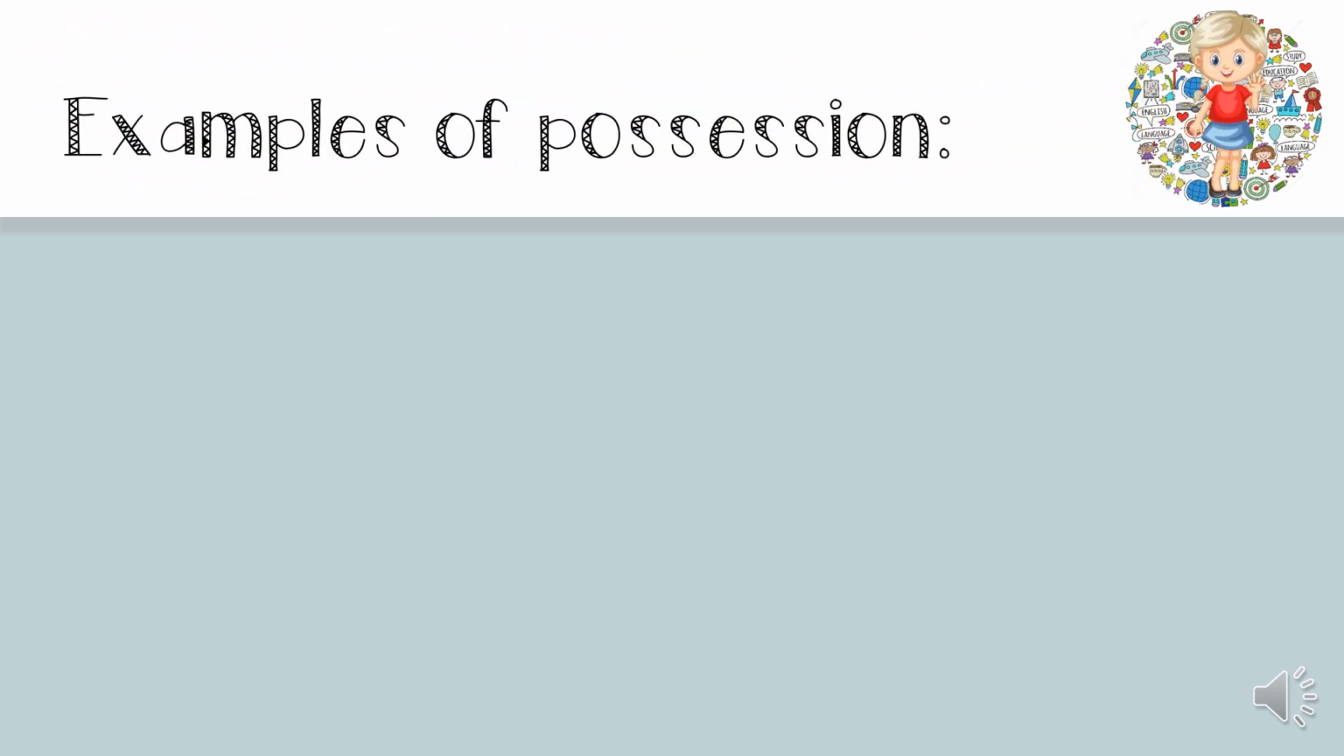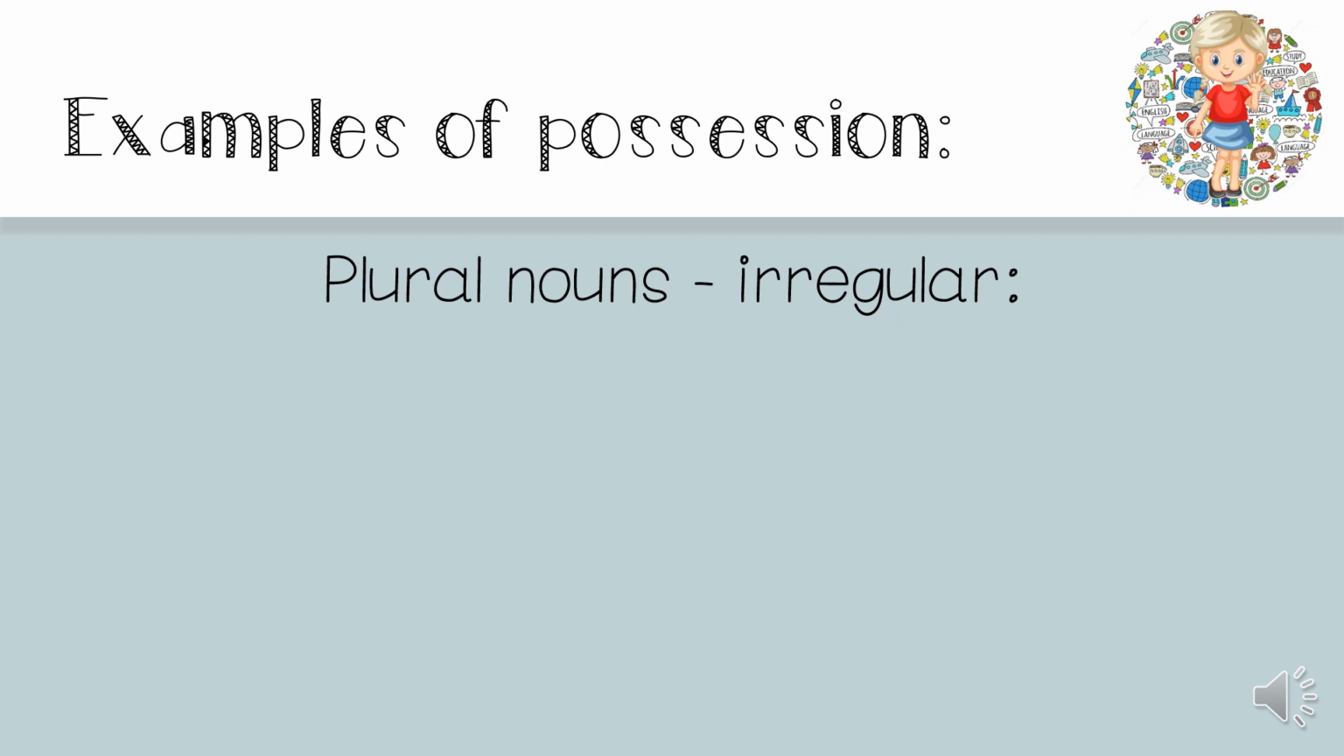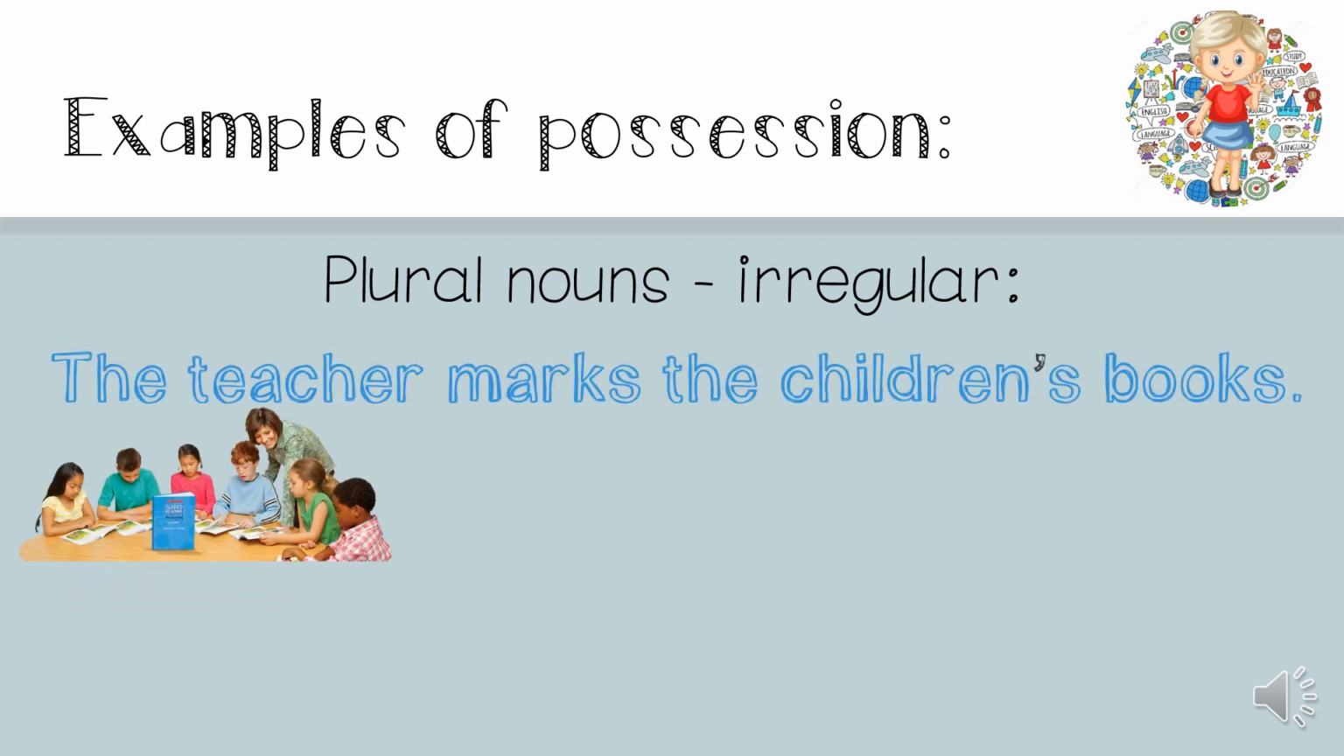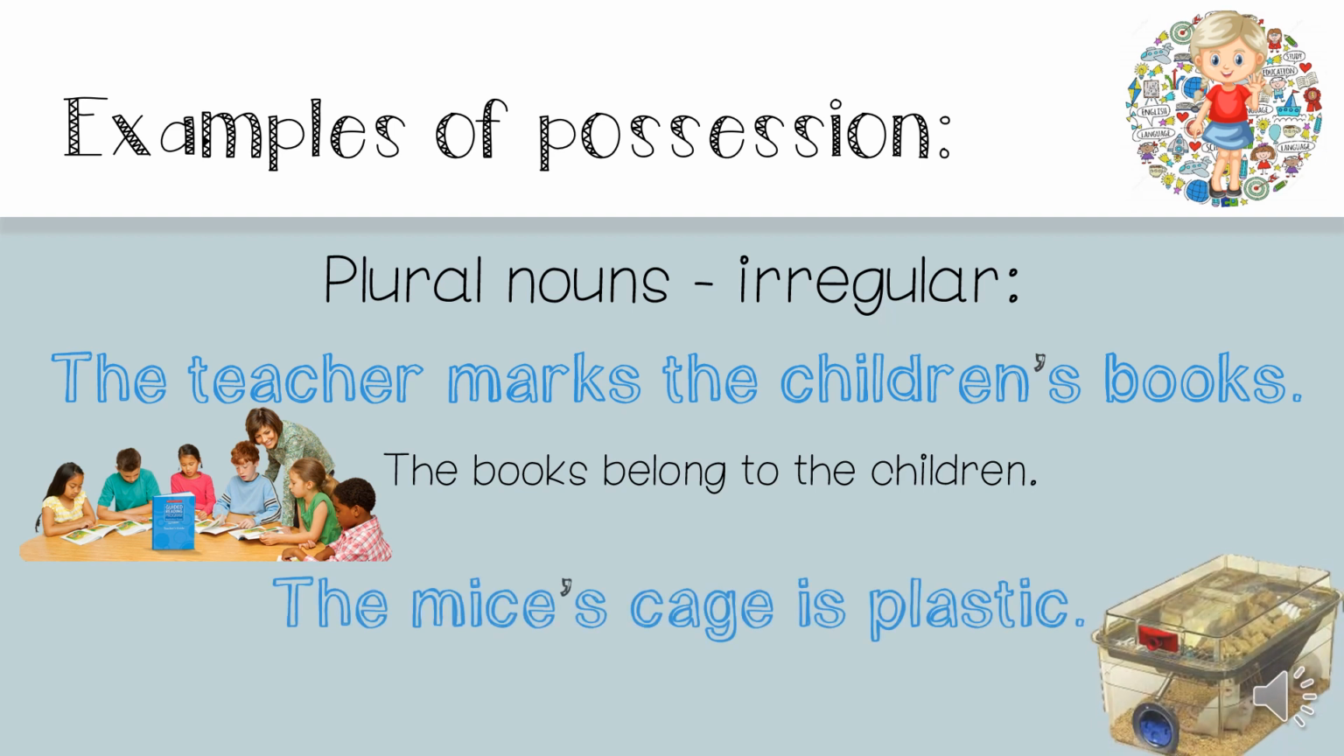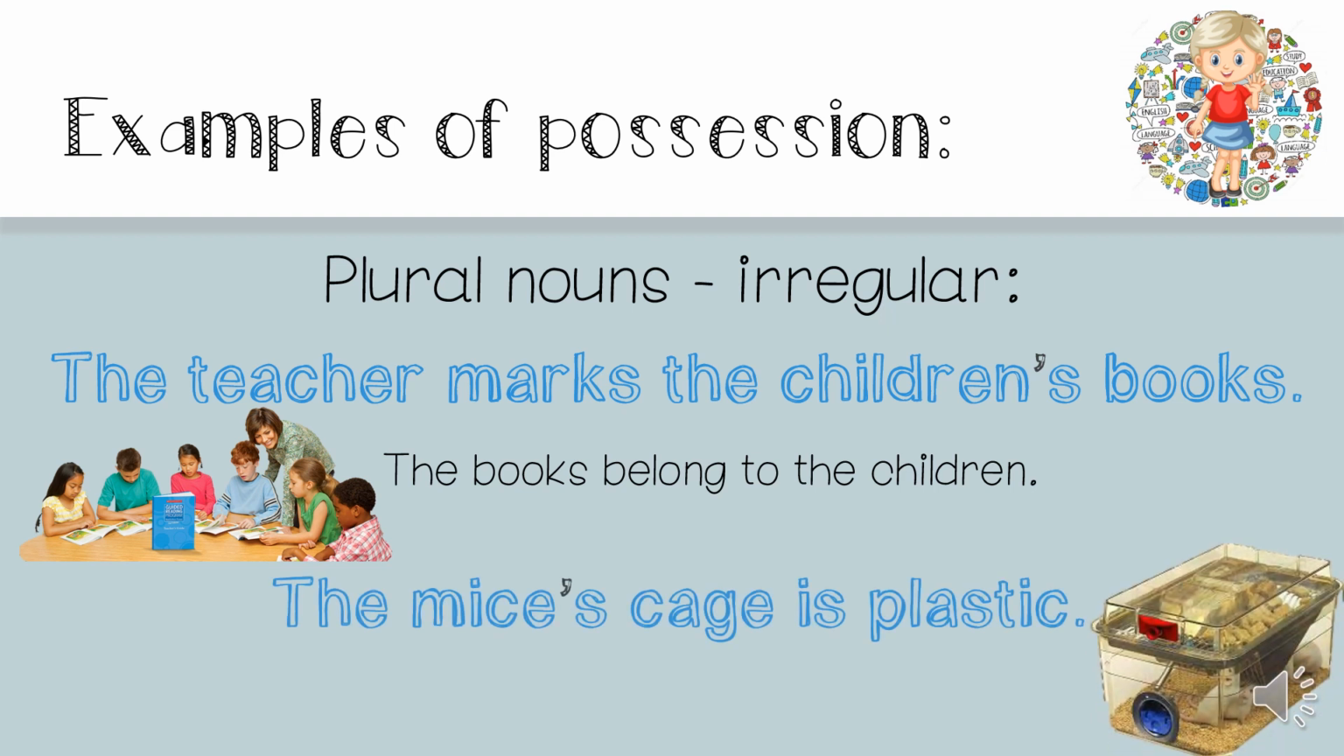Now let's look at plural nouns that are irregular. The teacher marks the children's books. Children is a plural noun. It does not end with an S. So in this case, it can look the same as a singular noun. Children, apostrophe S. So this shows that the books belong to the children. The mice's cage is plastic. Mice doesn't end with an S. That's why we can put an apostrophe S. So in this case, the cage belongs to the mice.